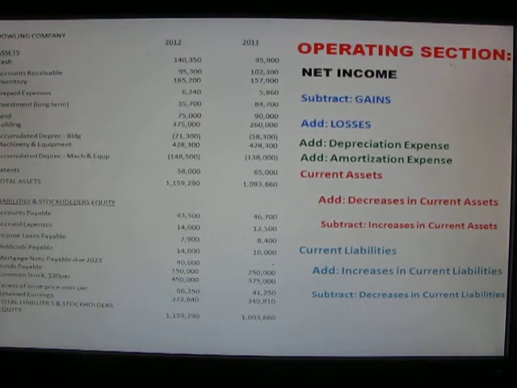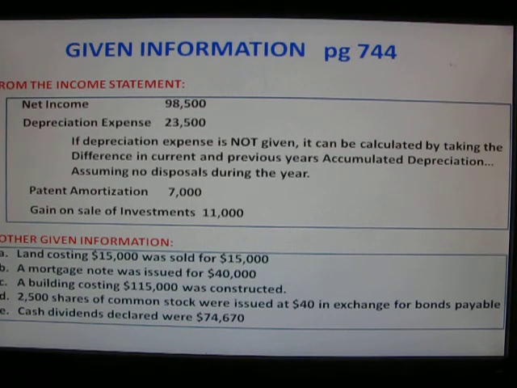The operating section contains basically information from your income statement and then the current assets and current liability section of the balance sheet. We also need to be aware of the given information on page 744. We're getting a lot of information from the income statement. Y'all are savvy readers of financial information now, so look on your income statement, page 744, and pull out the net income. That's going to be the bottom line, $98,500.